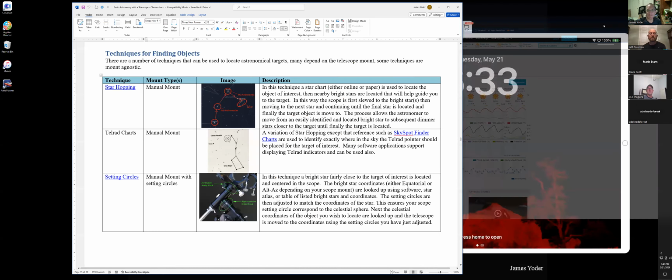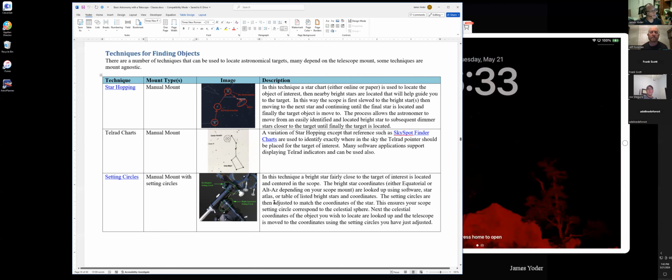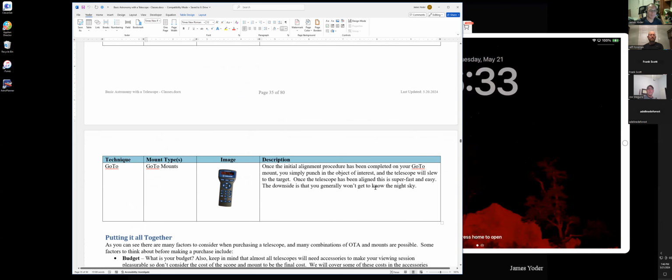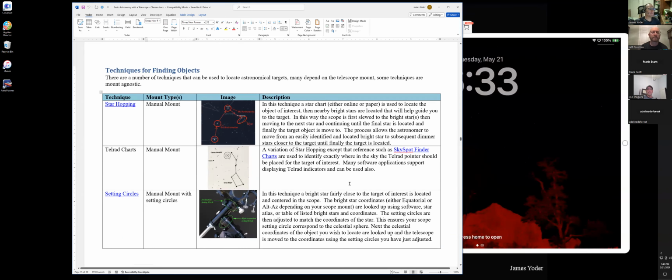And then there are setting circles. I just talked about the process of setting circles. You have to find a known star, look up what the coordinates are, adjust these setting circles so they match those coordinates, and then you're able to go to your target. I was never very good at that, and some people say it doesn't work well enough to be useful. I think it works sometimes, but again, with go-to telescopes, you don't have to worry about any of this stuff. And with the go-to mounts, basically all the work involved is doing your calibration, then you're done, and figuring out how the menus work. Any questions about the different techniques being used?